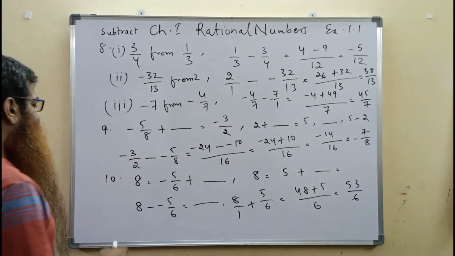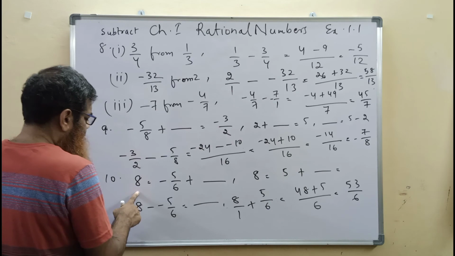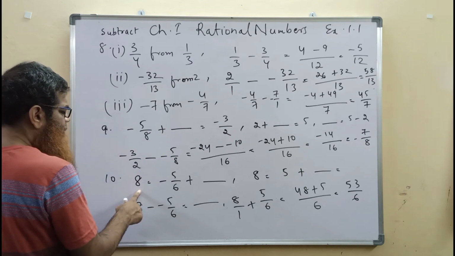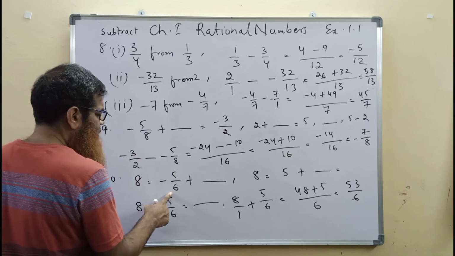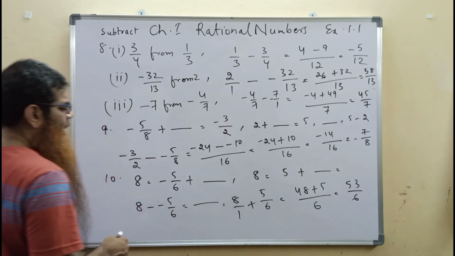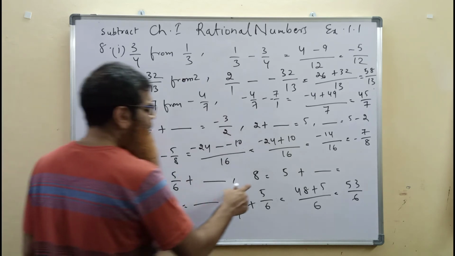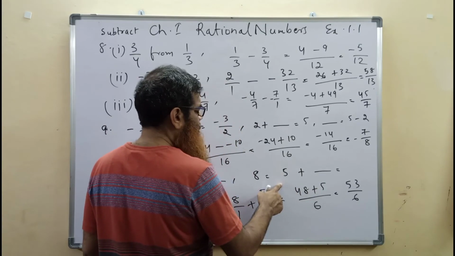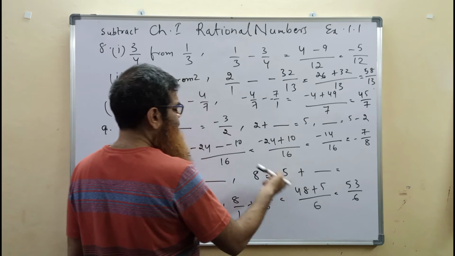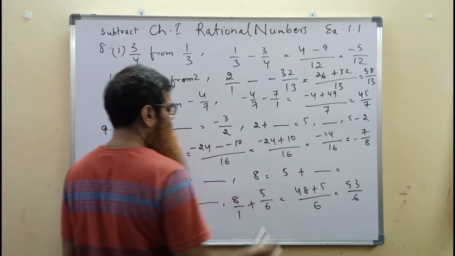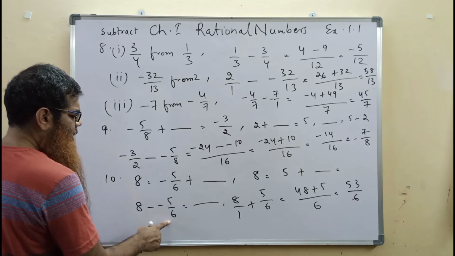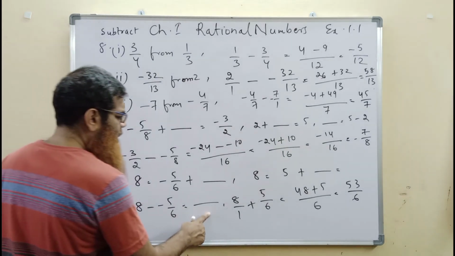What if the result of addition of two numbers is 8 and one of the numbers is minus 5 by 6? What should be the other number? So how do you find it? 8 is equal to say 5 plus dash. So what you do, we bring that 5 this side. 8 minus 5 is equal to 3. So what we do here is 8 minus of minus 5 by 6 is equal to dash.